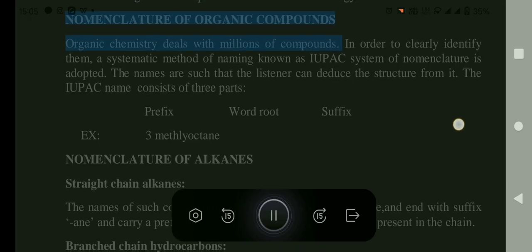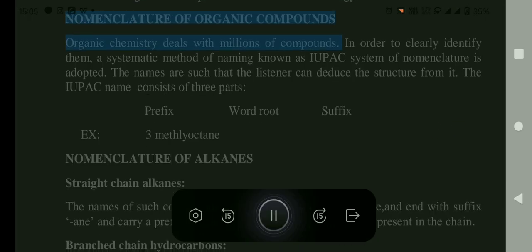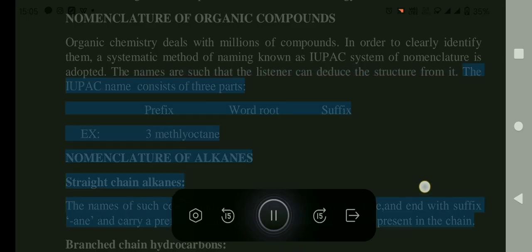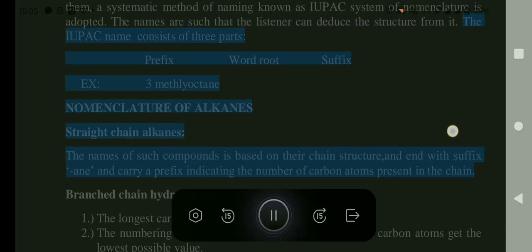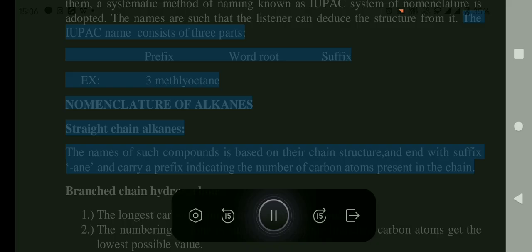Nomenclature of organic compounds. Organic chemistry deals with millions of compounds. In order to clearly identify them, a systematic method of naming known as the IUPAC system of nomenclature is adopted. The names are such that the listener can deduce the structure from it. The IUPAC name consists of 3 parts: prefix, word root, suffix, e.g. 3-methyloctane.